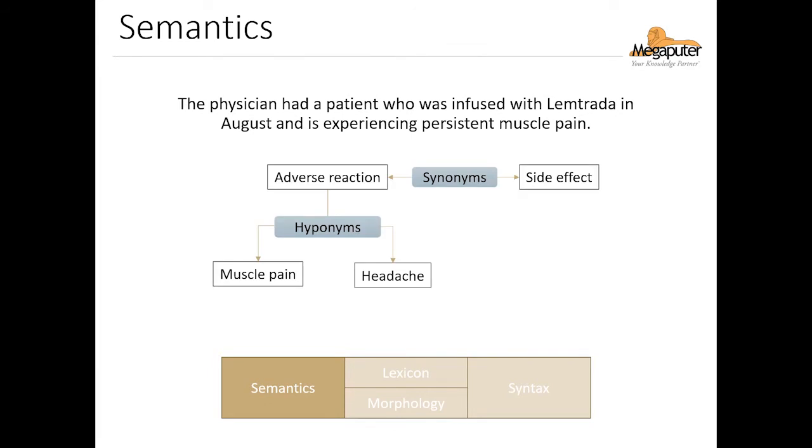So this allows the computer to draw similarities between non-identical records. So for example, the words persistent, constant, and ongoing would be considered similar types of muscle pain because they're synonyms. So with semantic dictionaries, we can tell the computer which differences are meaningful and which ones aren't.